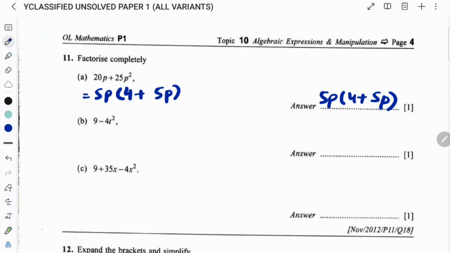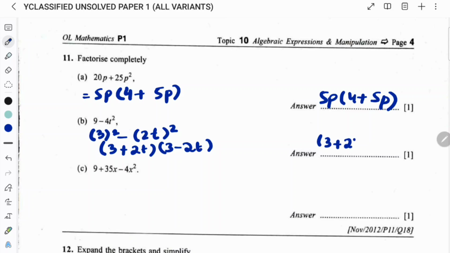Now 9 minus 4t square is there. So difference of two perfect squares, 3 square minus 2t square, that is 3 plus 2t and 3 minus 2t. 3 plus 2t and 3 minus 2t.